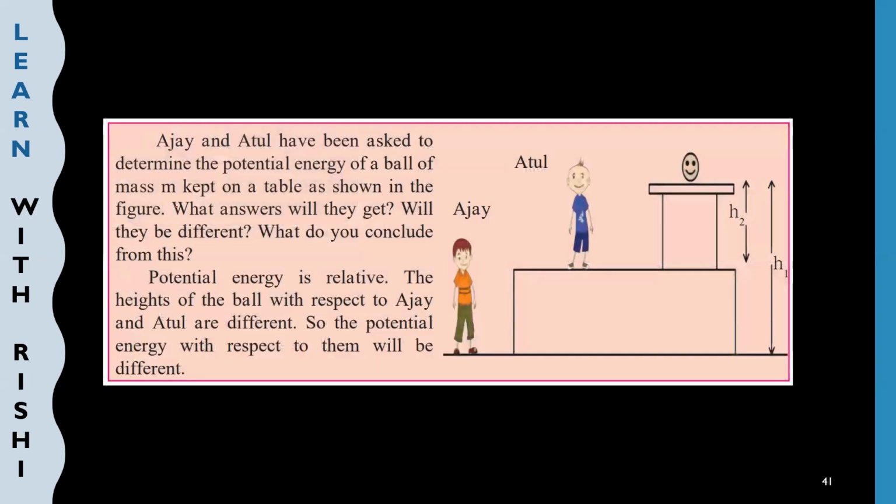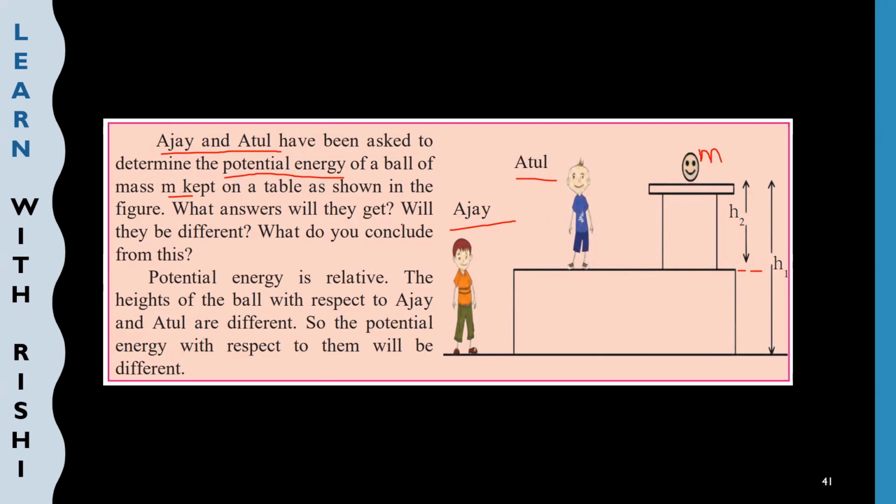Now here we have one question. Ajay and Atul have been asked to determine the potential energy of a ball of mass m kept on a table as shown in the figure. So this is Atul, this is Ajay, and this is a ball of mass m. Now here we have a table. The height of the ball from the ground for Atul is h2 and for Ajay it is h1.